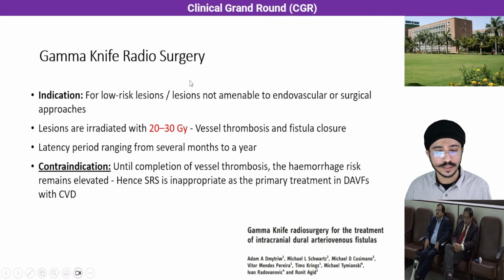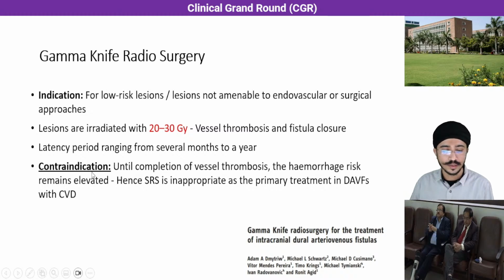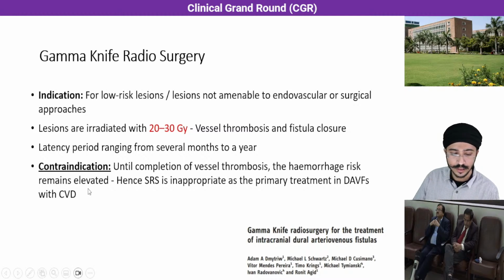Then a few words about gamma knife radiosurgery. Its indications are in the low risk region or the lesions that are not amenable to endovascular or surgical approaches. Here the lesions are irradiated with 20 to 30 gray energy, and this results in venous thrombosis and fistula closure. The latency period, however, ranges from several months to years, and this gamma knife radiosurgery is contraindicated until completion of vessel thrombosis. The hemorrhage risk is elevated, and hence stereotactic radiosurgery is inappropriate as primary treatment in dural AV fistula with cortical venous reflux.